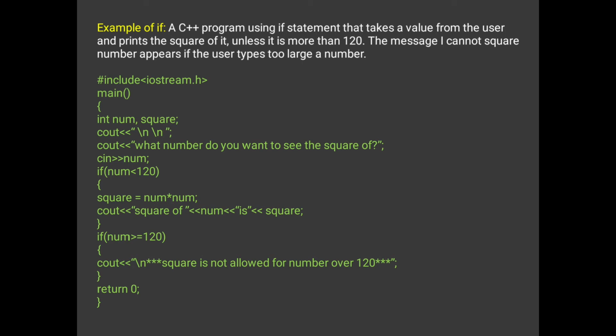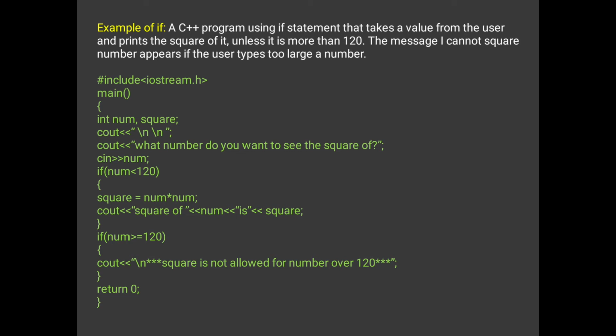You can see in the main function body, two variables are declared, num and square. The cout statement executes the escape sequence character, that's slash n, which will move the cursor to the next line twice, and then with cout a prompt is given, what number do you want to see the square of, ended by a semicolon, right? From the keyboard the cin stream will accept that, and using the extraction operator, that value will be stored in the variable num.